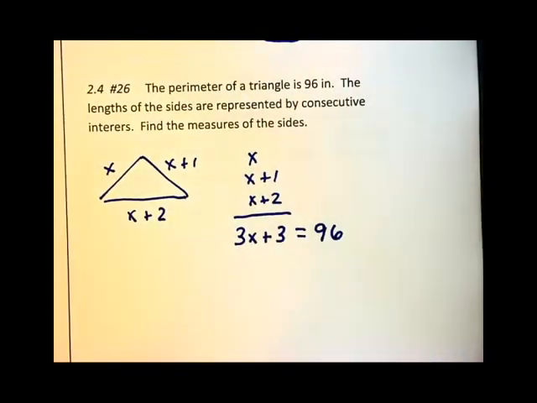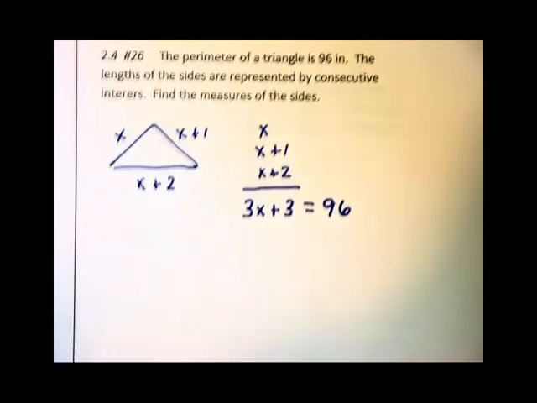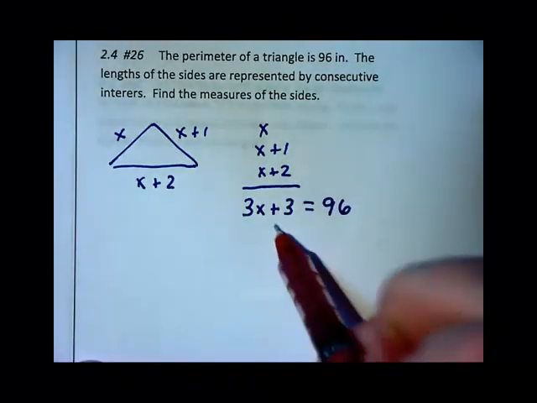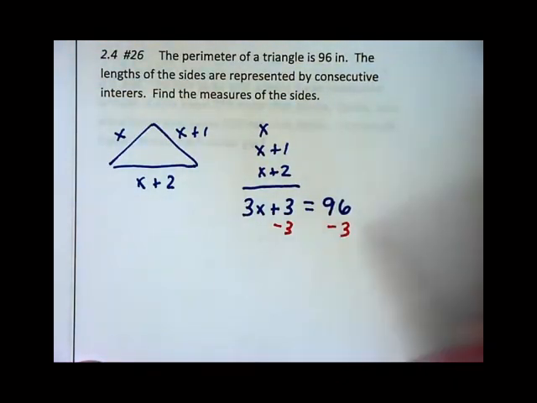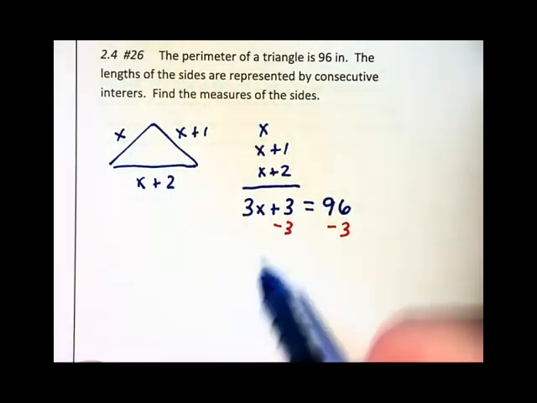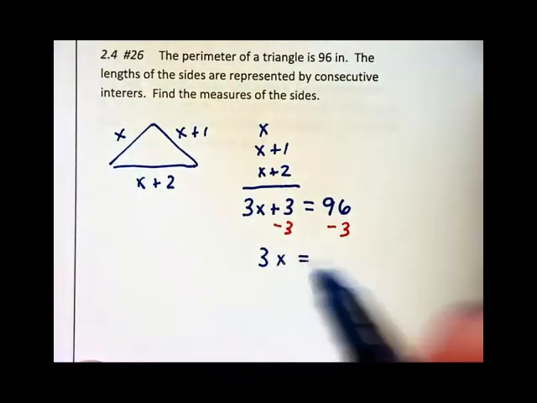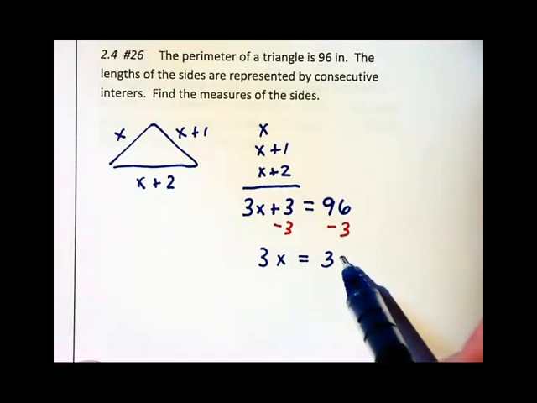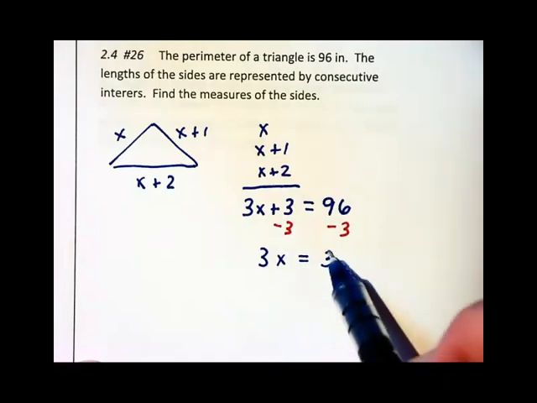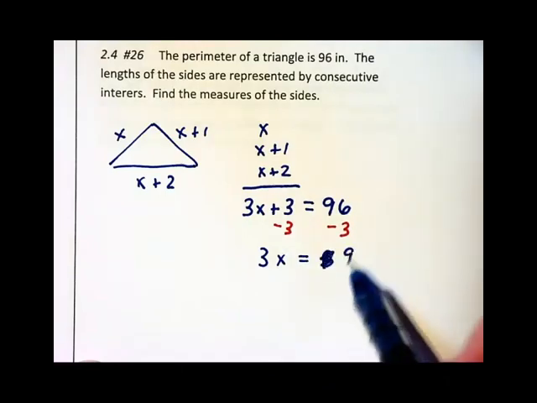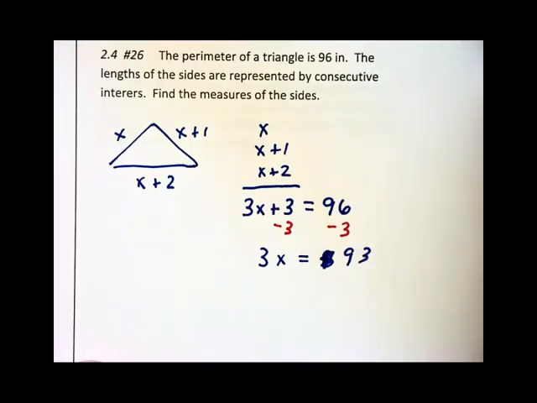I'm now going to straighten out my paper because it went crooked on me. Subtract 3 on each side of this equation, and that will leave us with 3x is equal to 93. I'm one step ahead of myself here. Dividing by 3 now will give me x is equal to 31.